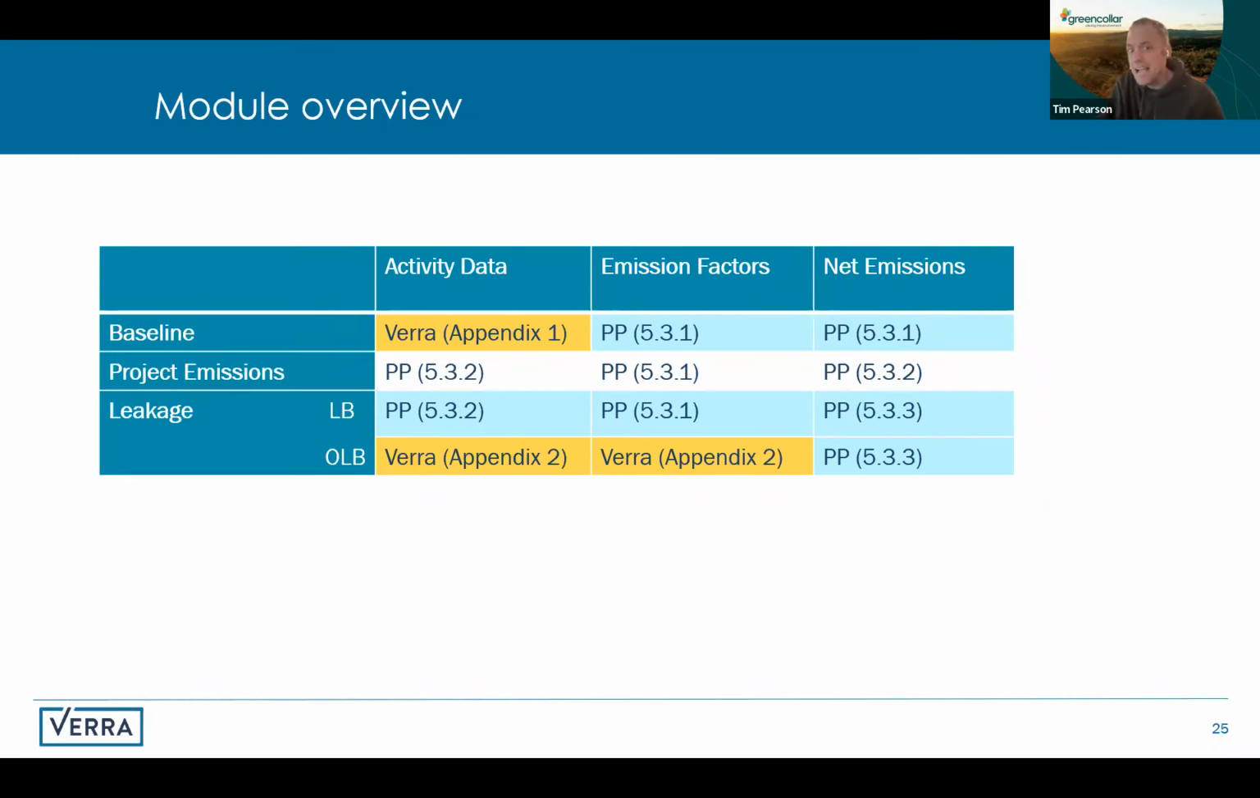And then leakage in the leakage belt, project proponent for the activity data, the emission factors, and then summing together for the net emissions. For outside the leakage belt, the non-geographically constrained agents, Appendix 2 gives details of what the data service provider is requested to do in terms of coming up with an available area in which outside leakage belt leakage could occur and carbon stock that could be applied to those areas. Next slide.